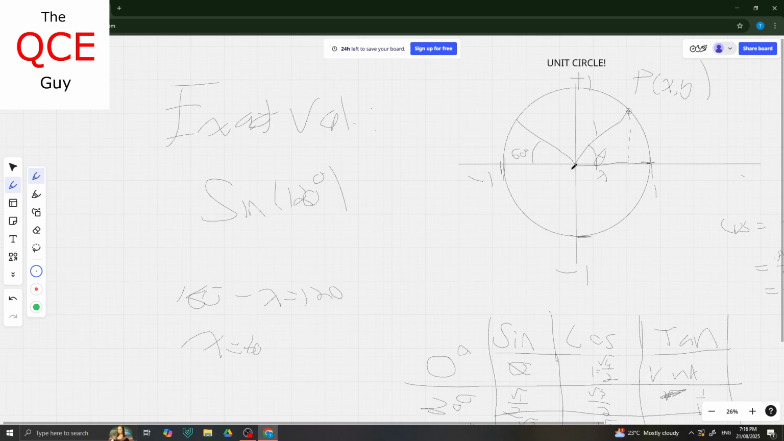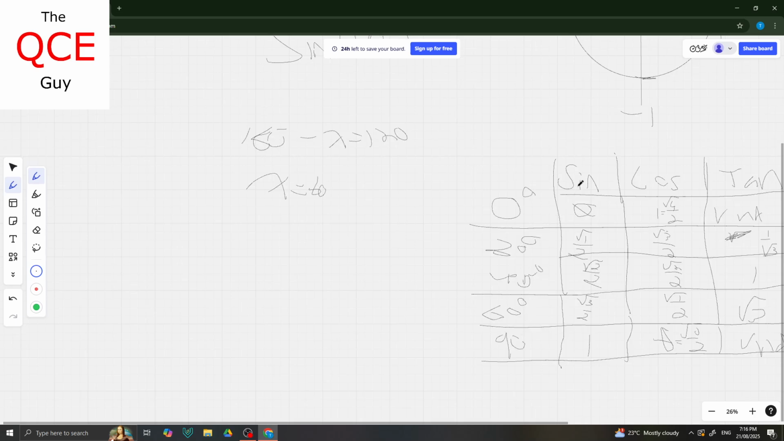And the nifty thing about the unit circle is that this value here, whatever value it is here, will share the same answer, but it depends on the sign of where it is. And by the sign, I mean positive or negative. So it's going to share the exact same value as 60 degrees over here. So now all we have to do is find the value of sine 60. Sine 60 is root 3 on 2. Okay, cool.